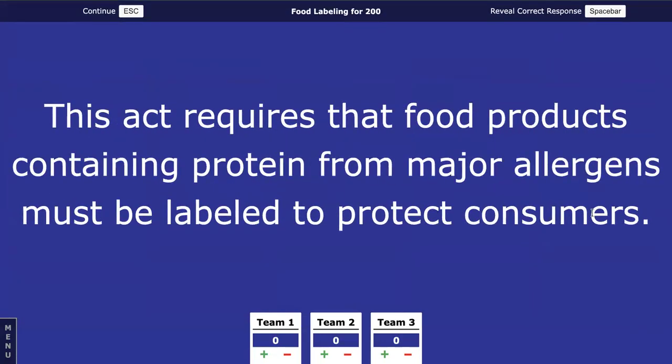Okay, this act requires that food products containing protein from major allergens must be labeled to protect consumers. What is this act called? But if you don't know the act, that's okay. I don't remember the act. I think what's more important is what are the major allergens? The ones that a lot of people are allergic to. If you could list a few in the chat, that would be awesome.